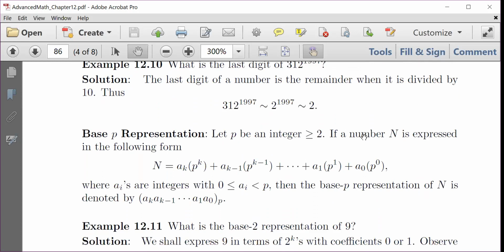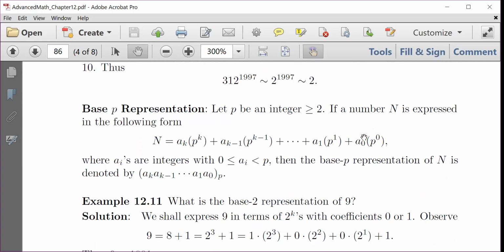I'm going to express 9 in terms of 2 to a certain power, but the coefficients can only be 0 and 1. So this is what I get. 9 is 8 plus 1. 8 is 2 cubed. So I can write this in a more general form: 1 times 2 cubed, 0 times 2 squared, 0 times 2 to the 1, plus 1. So I can write down all the coefficients: 1, 0, 0, 1.